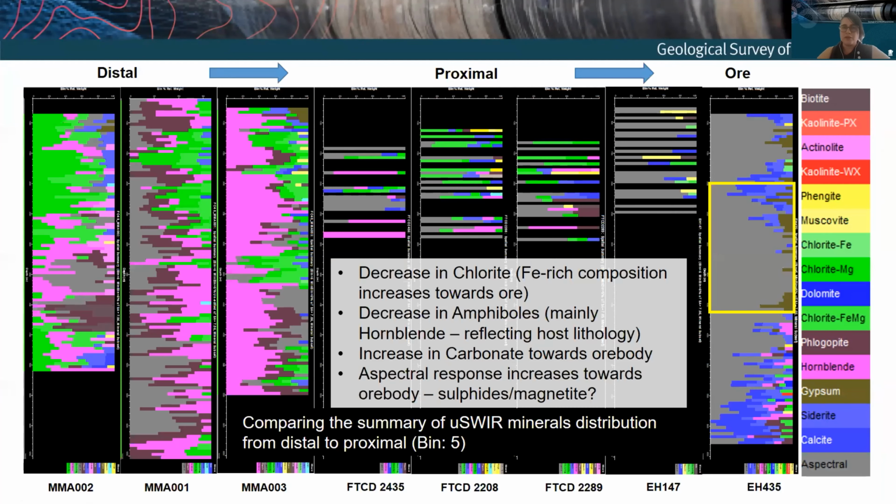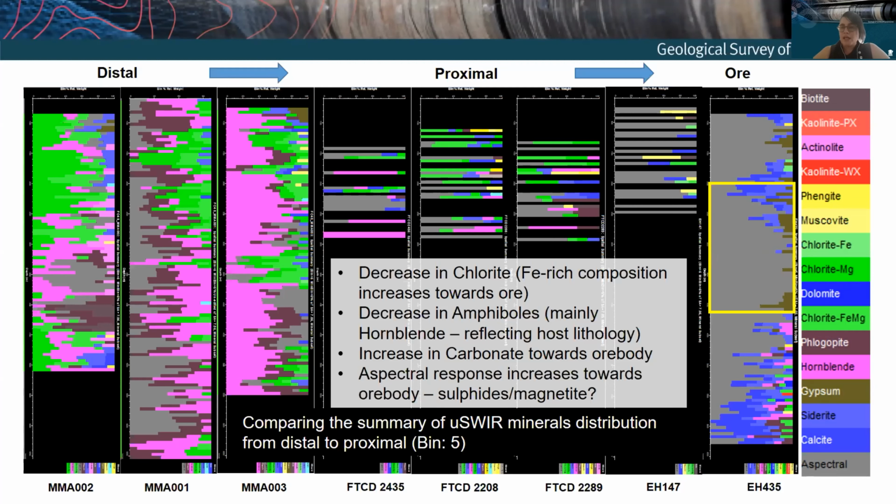So this slide that we're looking at now is focusing on the HyLogger mineralogy, and you're looking from distal on the left of your screen, which is from the FC4S prospect, going towards Ernest Henry. I've highlighted the best grades of ore in the yellow box for you in the last drill hole. What you can see here is there's a lot of greens happening, and that is looking at the chlorite composition. As you go from distal, proximal through to ore, you have a massive decrease in chlorite, but also the composition of the chlorite is changing to become more iron rich as you get towards ore.